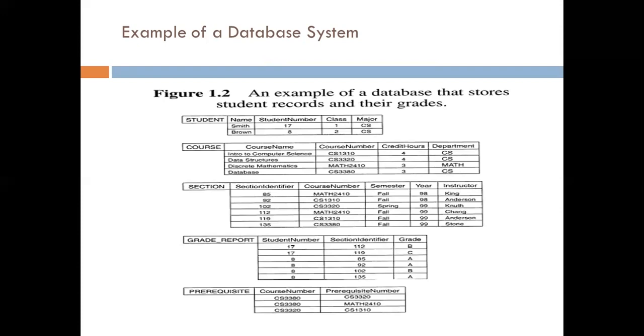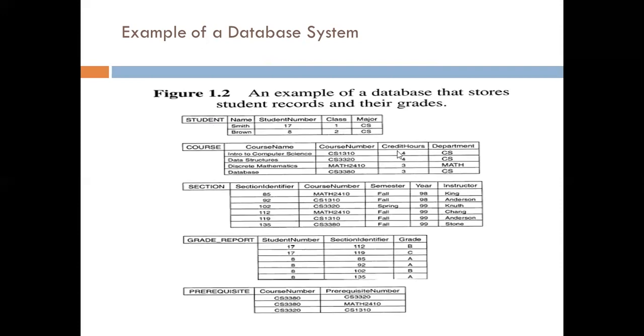So this is the example data. Here if you observe the first row, we have the details about the data, the information about the data. That is called metadata. Here student name, student number, class, major: these are metadata. And whatever we have inside, from the second row onwards, is the actual data.